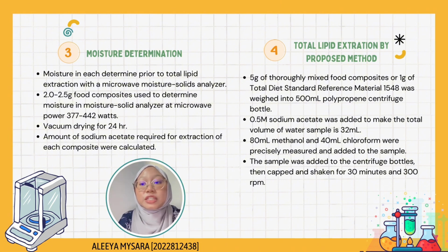The next step is total lipid extraction by the proposed method. During this method, 5 gram of thoroughly mixed food composite was weighed into a 500 ml polypropylene centrifuge bottle. Then 0.5 M of sodium acetate was added to make the total volume of the sample 32 ml. 80 ml methanol and 40 ml of chloroform were precisely measured and added to the sample. Then, the sample was added to the centrifuge bottle and kept. The centrifuge bottle will then be shaken for 30 minutes at 300 rpm.